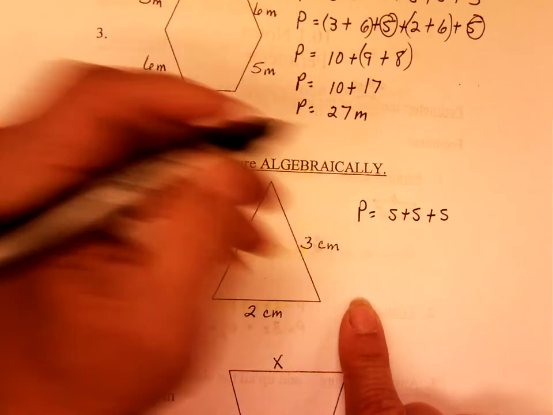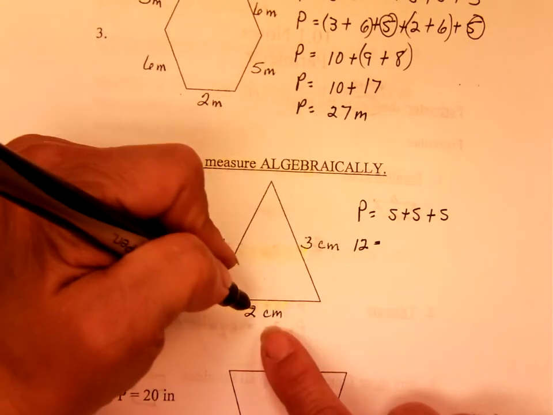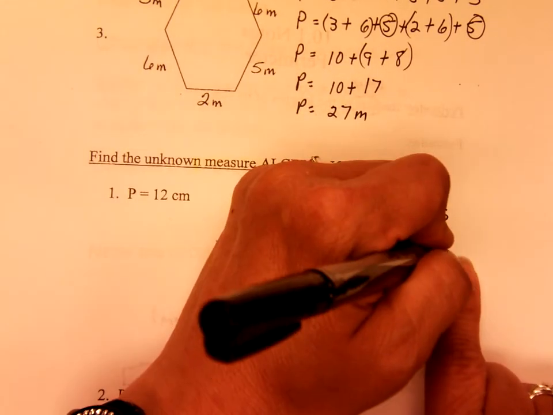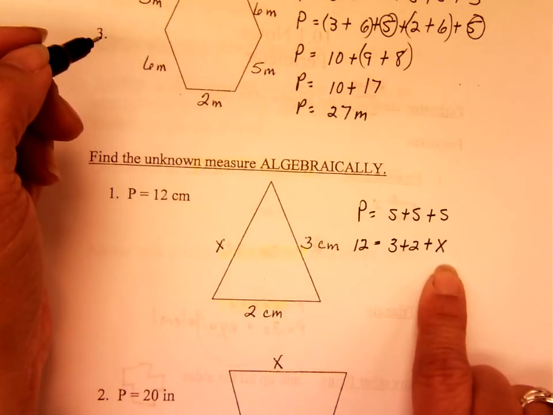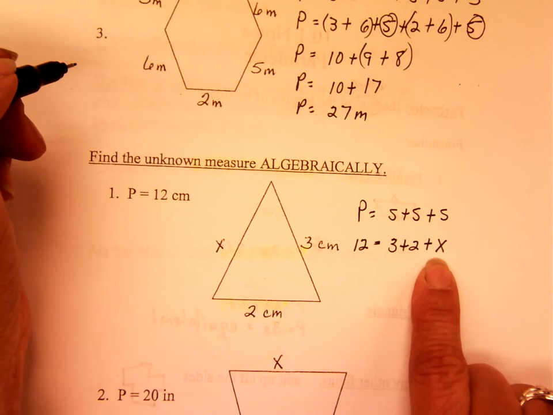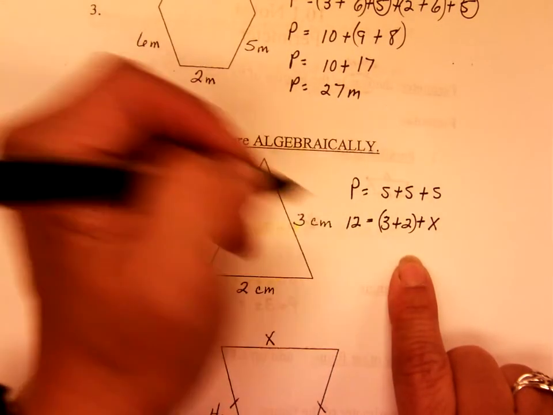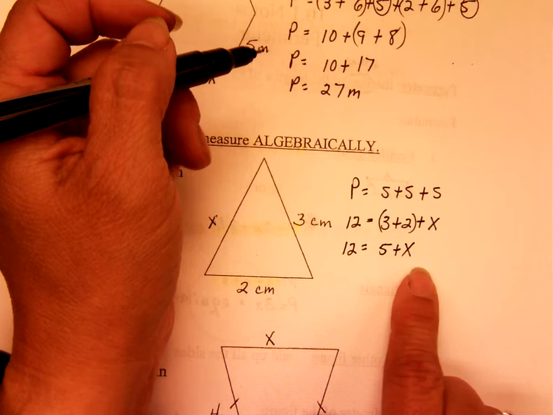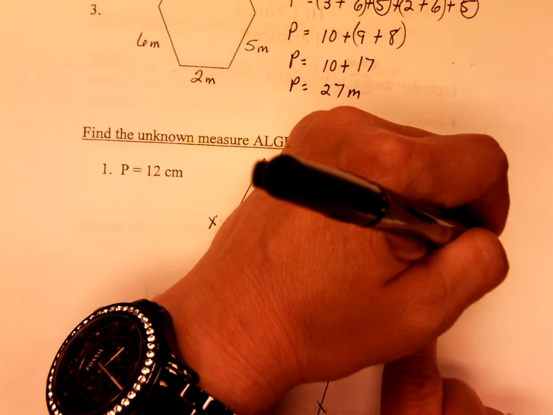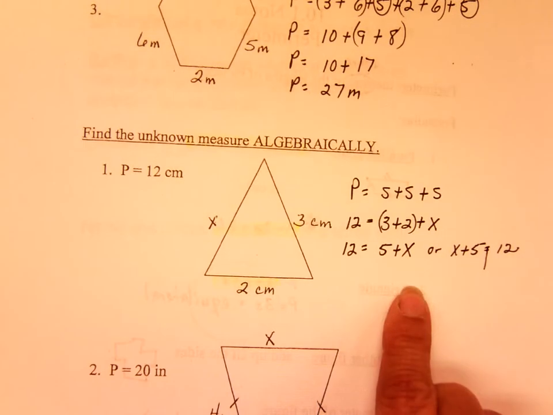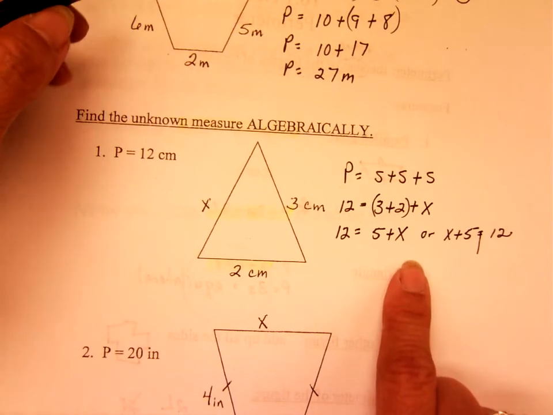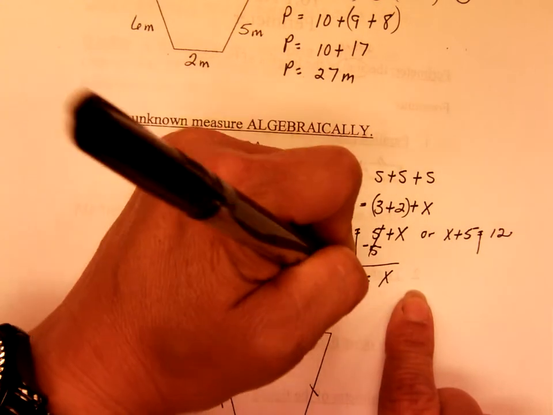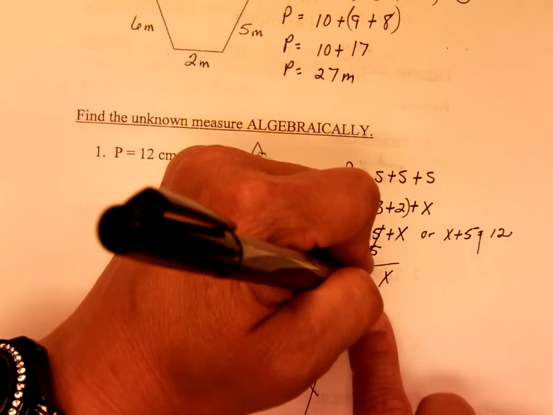You replace your P with 12 is equal to, then replace 3 plus 2 plus, I always replace my S with X because sometimes my S looks like a 5 instead of an S. So I just replace it with whatever variable they tell me. So then you add up 3 plus 2, which is 5, plus X. Now some of you get this confused. You can always rewrite it as X plus 5 is equal to 12. And then hopefully that reminds you what this looks like. How do we get X by itself? You subtract 5 on both sides, and X is equal to 7. And don't forget your units will be 7 centimeters.